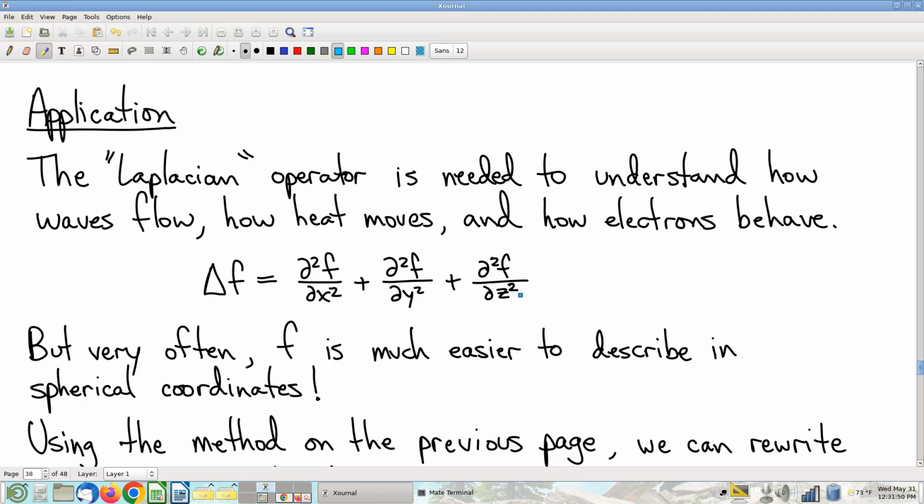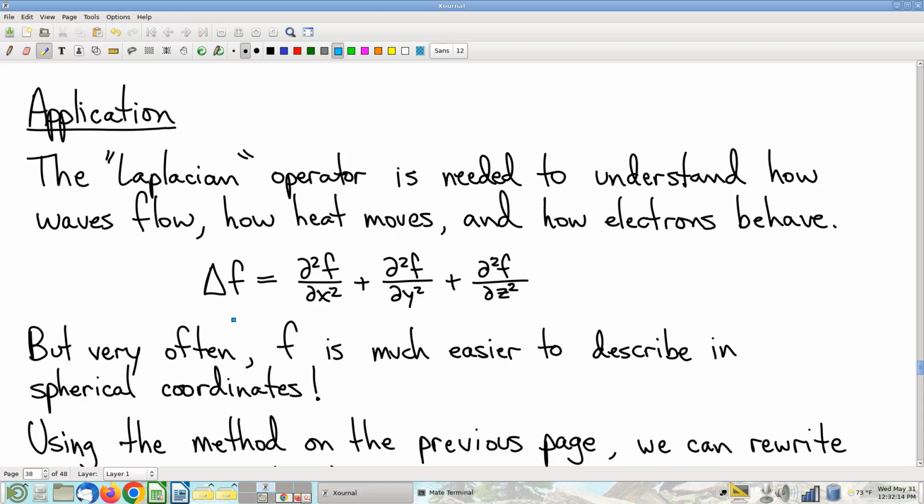But broad strokes, and I think pretty persuasively, if you're interested in how waves flow or how heat moves, how electrons behave, these are pretty big topics in physics and engineering, I'll say. Okay. This is one of the major players, or the major player in describing all of that.